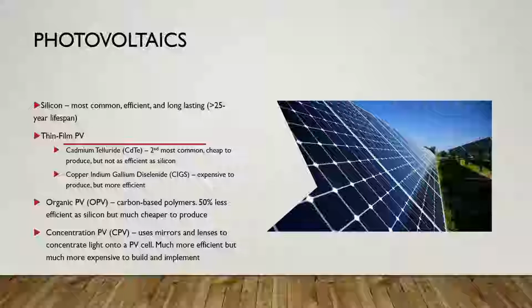The third is the organic PV, or OPV. It's made of carbon-based polymers. It's 50% less efficient than silicon, but is much cheaper to produce. And the fourth type is the concentration PV, or CPV. It uses one of the other substrates and uses mirrors and lenses to concentrate light onto the PV cell. It's much more efficient, but is much more expensive to build and implement.